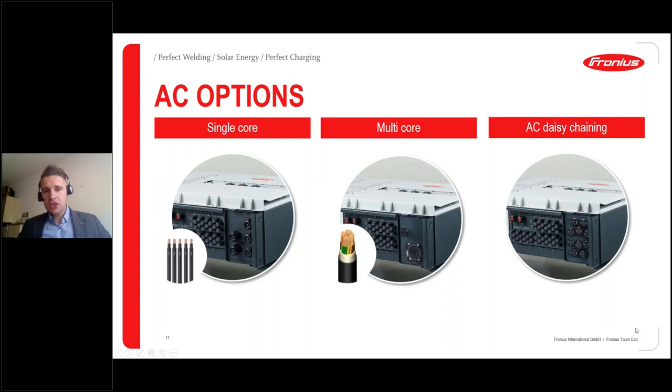The options precombined and direct are always linked to the DC side of the inverter. When we come to the AC side, we again have three options. You see here three pictures. It's always a Fronius Tauro Eco Direct, because we can easily see that from the MC4 string connectors here. And the AC side is right here on the left. And therefore, we again have three different options.